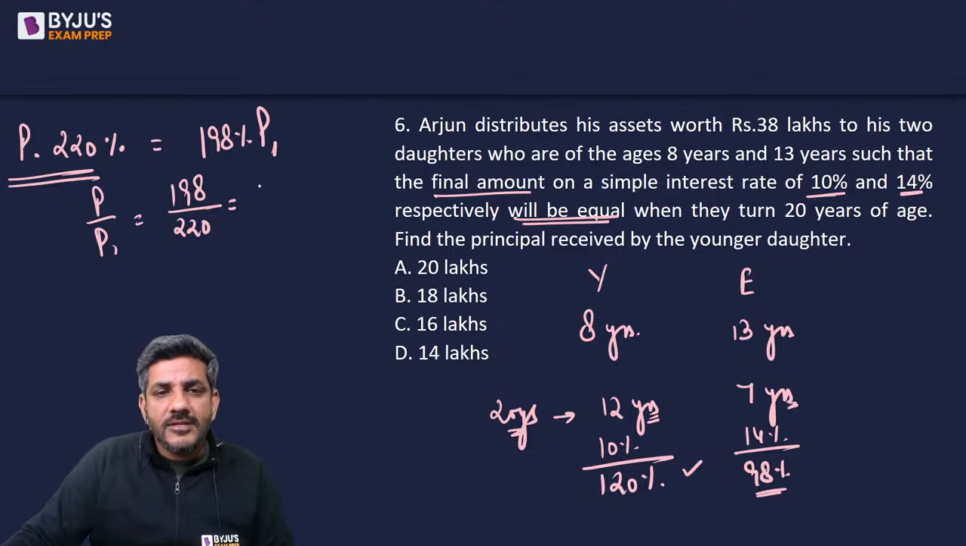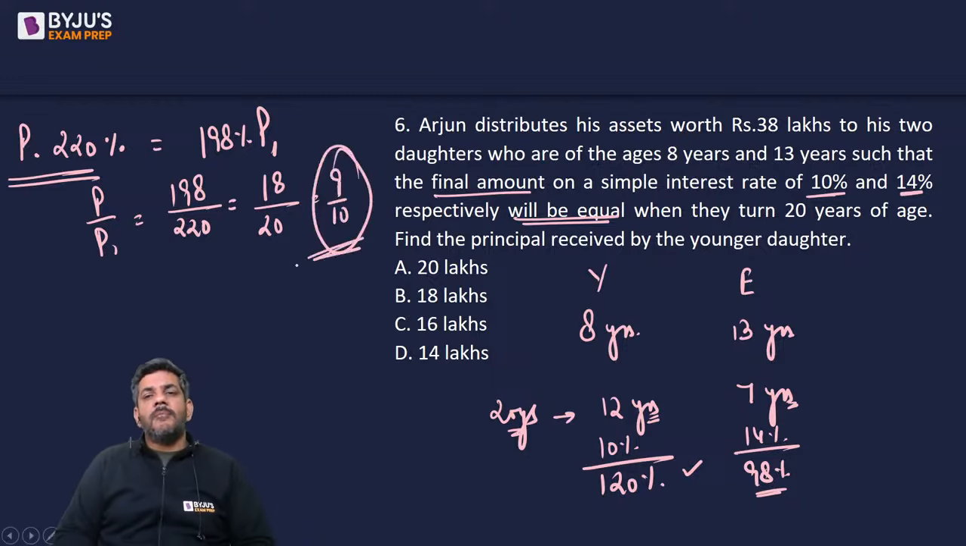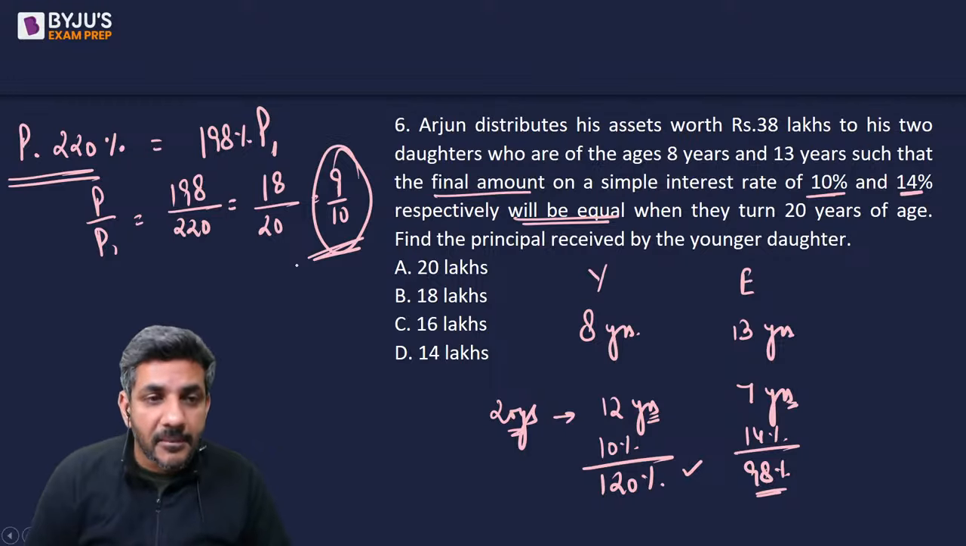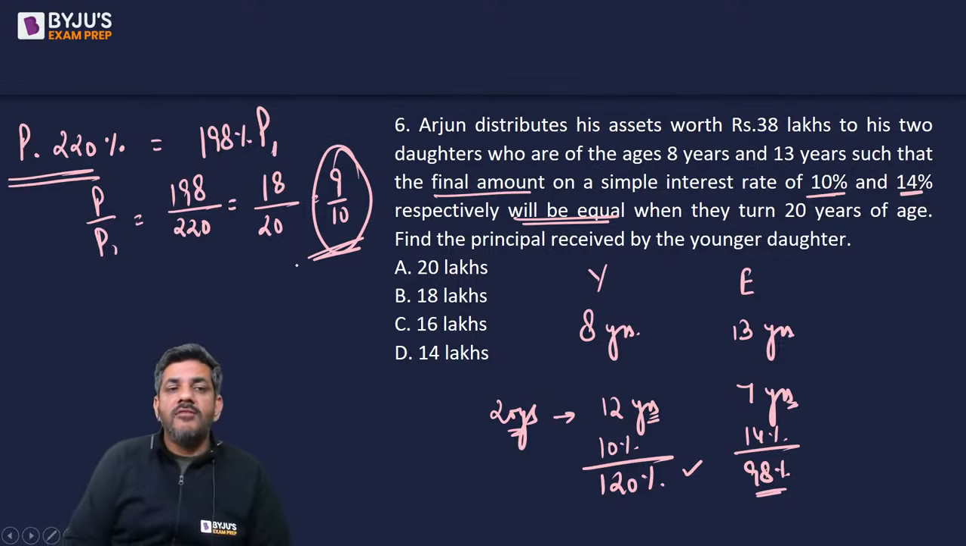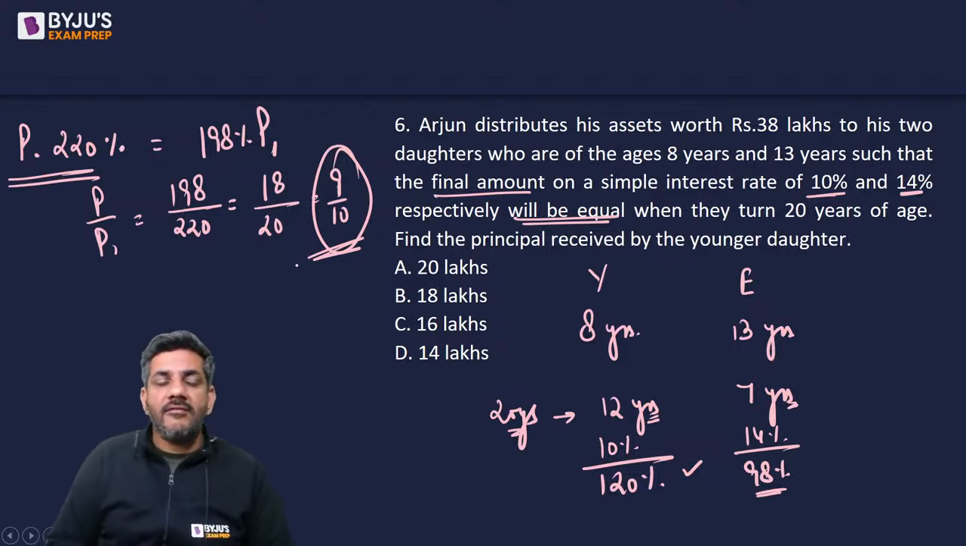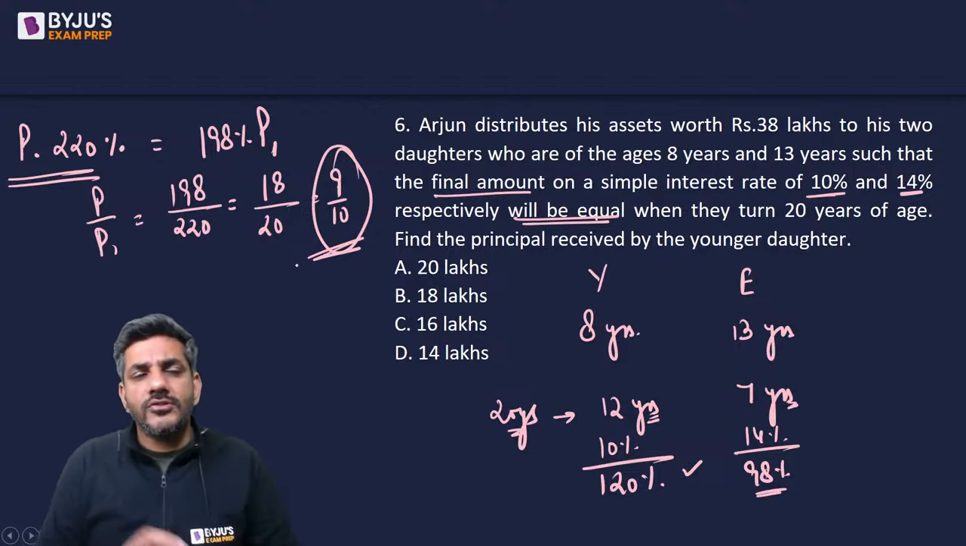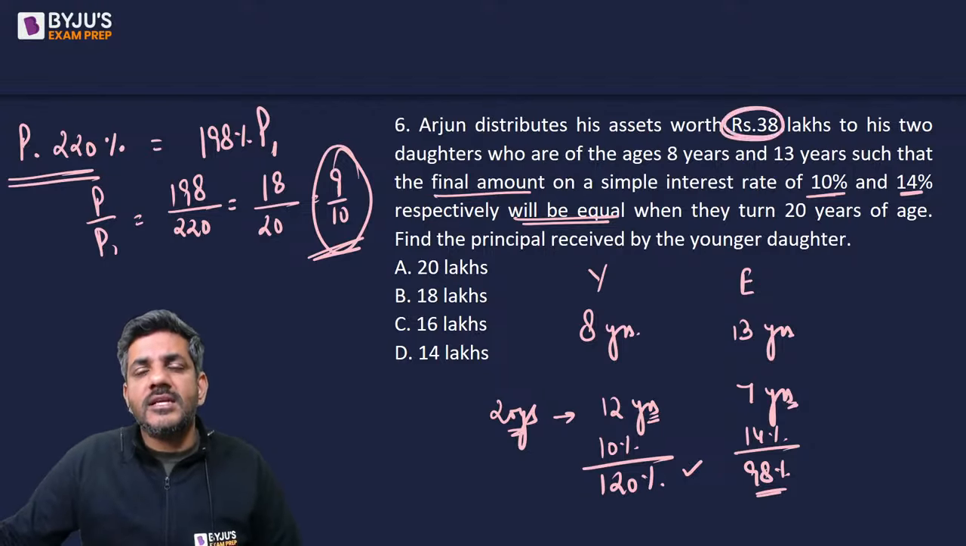After cancelling out, what would the ratio become? Cancelling 11: 11 ones are 11, 11 eights are 88, 11 twos are 22, 20, so 9 by 10. So the ratio in which the money is distributed among them will be equal to 198 divided by 220, or you can also say it is 9 by 10. Now distribute 38 in the ratio of 9 by 10.